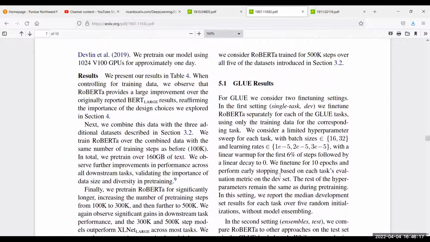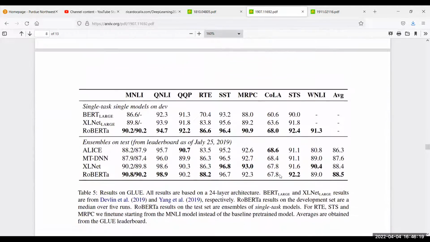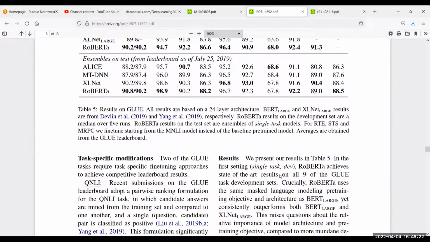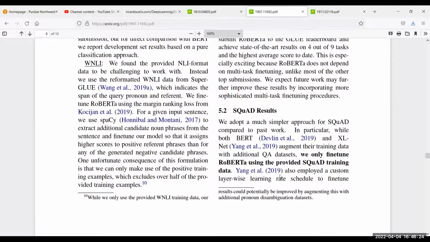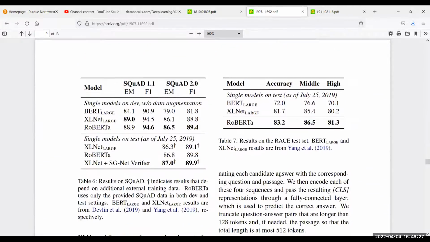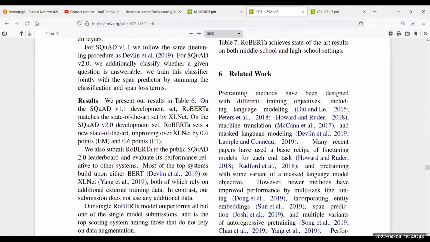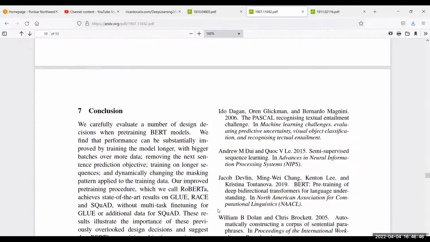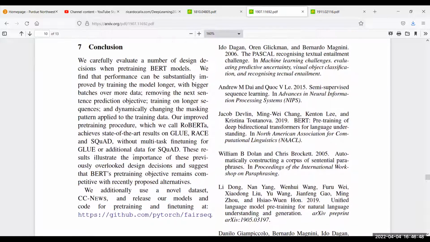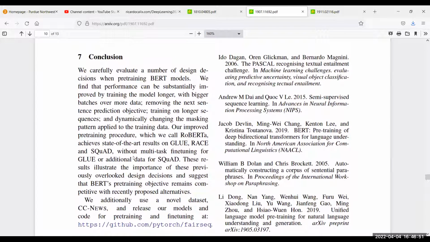Okay, and then this just goes into the results of each individual task. You can read through that. RoBERTa does an F1 score a little bit better than BERT large. XLNet, which is much bigger also, is still only about 0.1% higher. You can read through the conclusions there.